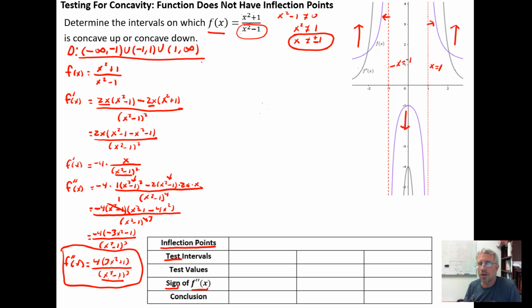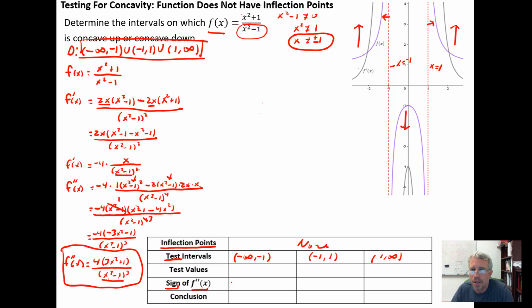So because there are no inflection points, our test intervals are just going to correspond to the open intervals that describe the domain of the function. So the test intervals are just going to be negative infinity to negative 1, negative 1 to 1, and 1 to infinity. Our test intervals correspond directly to the function domain, which was the first thing that we identified in this process.